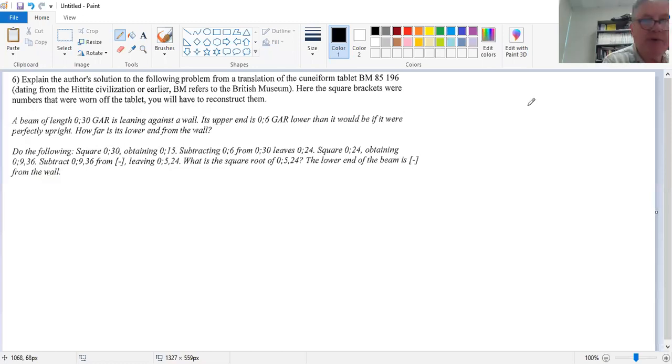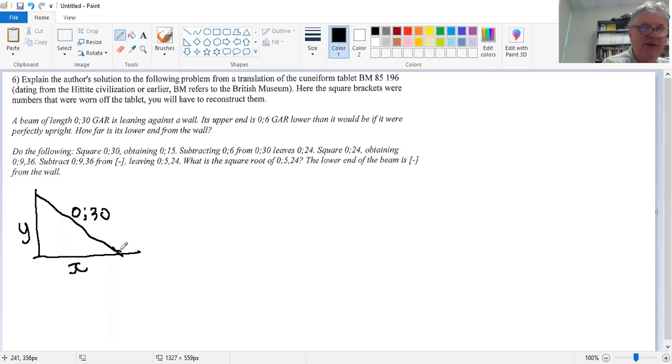Okay, and our last problem is this. So to understand this, we just need a nice little drawing. We've got a beam up against a wall like this. This is a problem that's been around for 4,000 years. It's bugged math students. Okay, so let's say X is this and Y is this, and we're told that the beam is 30 Ga.